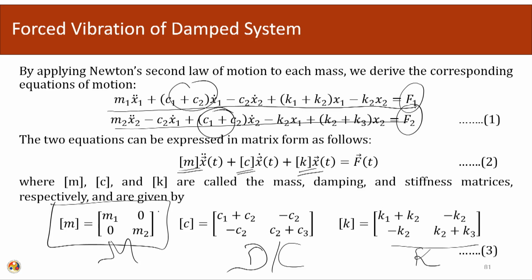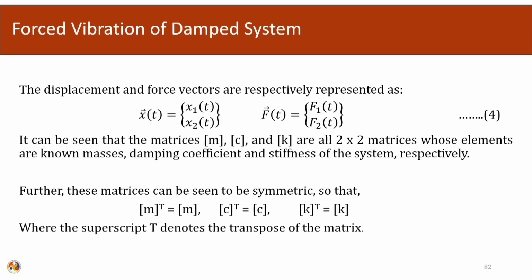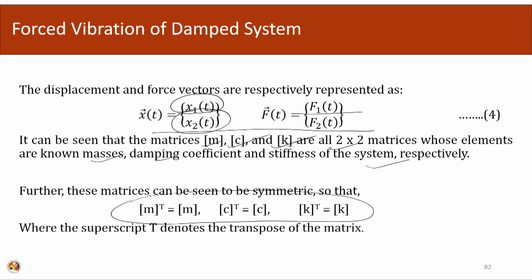So, mass is proportional to the acceleration, damping is proportional to the relative velocity, and stiffness is proportional to the relative displacement. The displacement is represented by the chosen degrees of freedom x1, x2, and there are forcing functions F1 and F2 acting on the 2 masses. Mass matrix, damping matrix and stiffness matrix are all 2 by 2 matrices, whose elements are the masses, damping coefficients, and the stiffnesses of the system respectively. So, they appear to be symmetric.